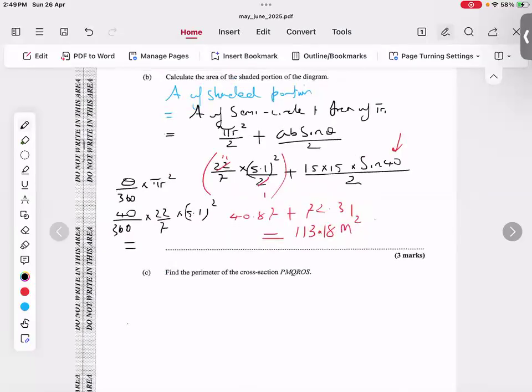All right, anybody not get the answer? Anybody not confirm it yet? Tell me if I'm right or wrong. 40 over 360 times 22 over 7 times 5.1 squared. How does that sound? Same answer we get or no? Nobody answering me? Okay, we're going to play a silent game then. If you don't answer me, I'm not moving on.